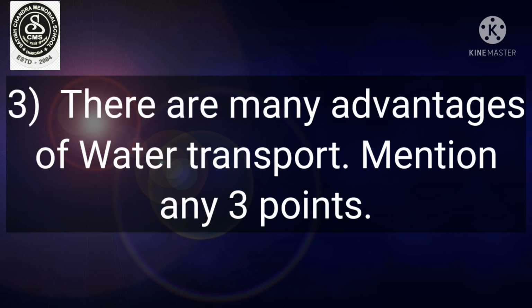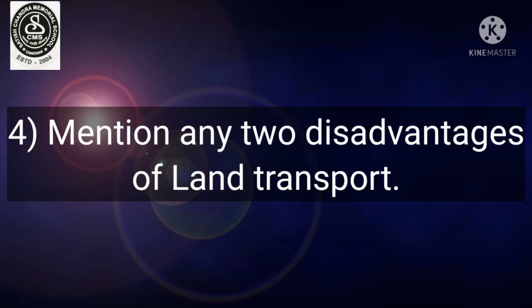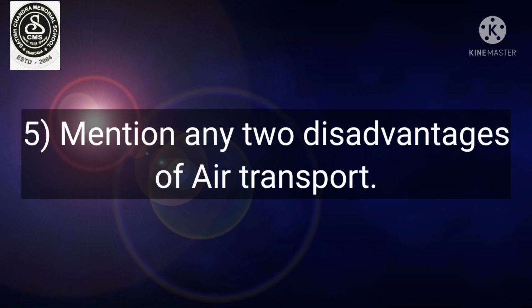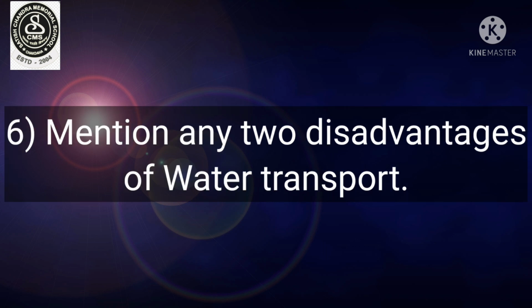Okay. Now the fourth question, children. Mention any 2 disadvantages of land transport. As we have seen advantages, we have also seen disadvantages of land transport. You have to mention any 2 among those. Next, mention any 2 disadvantages of air transport. The last question, children. You have to mention 2 disadvantages of water transport. You have to write among them.